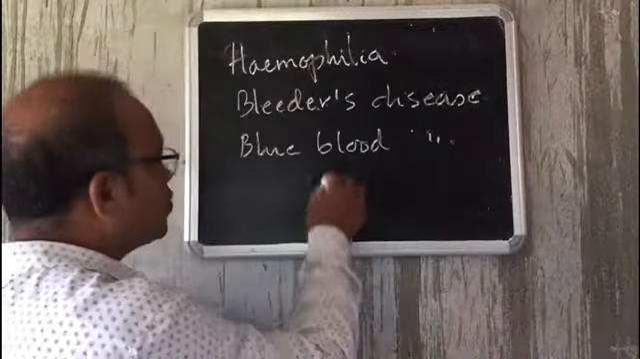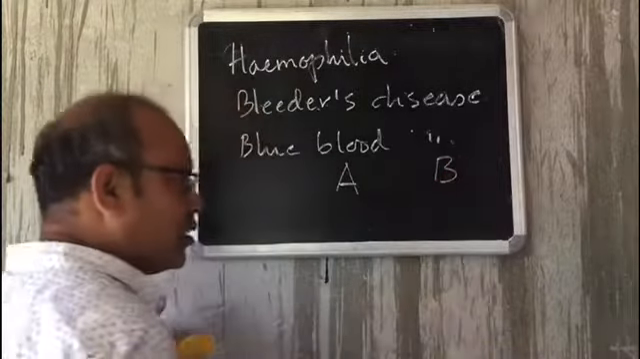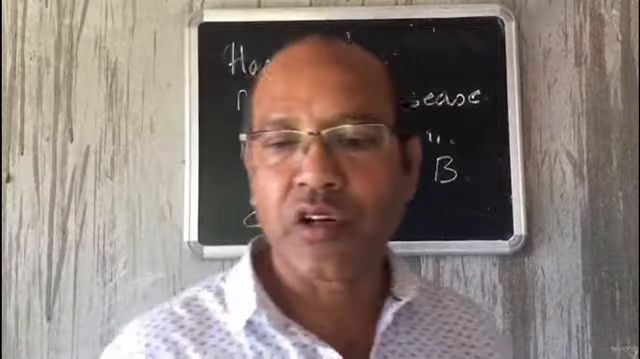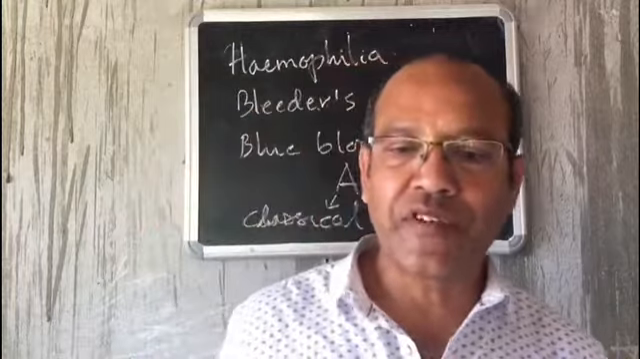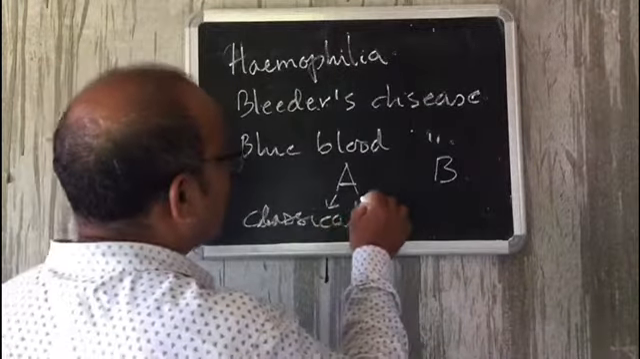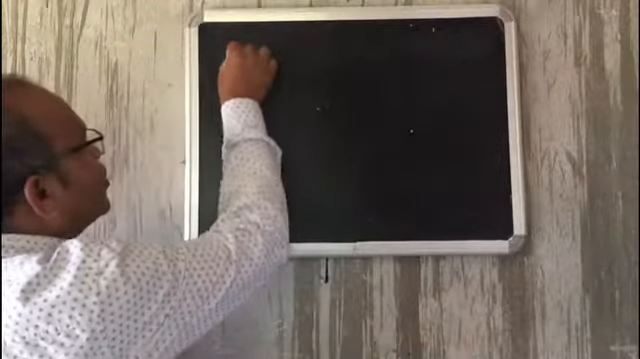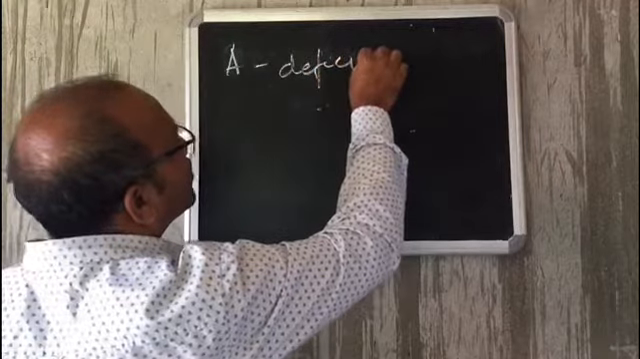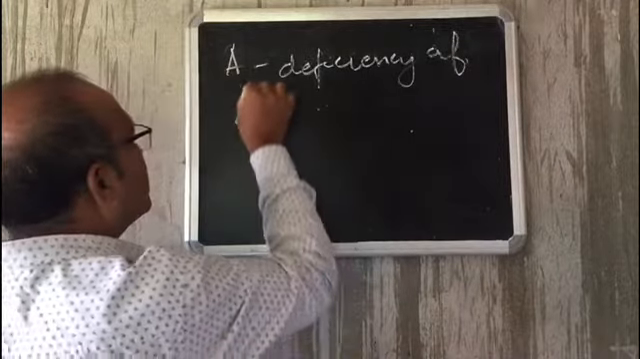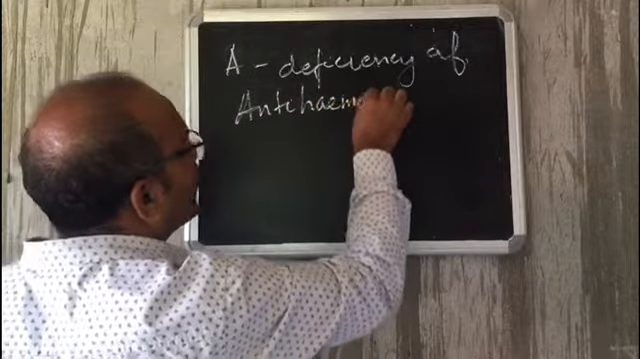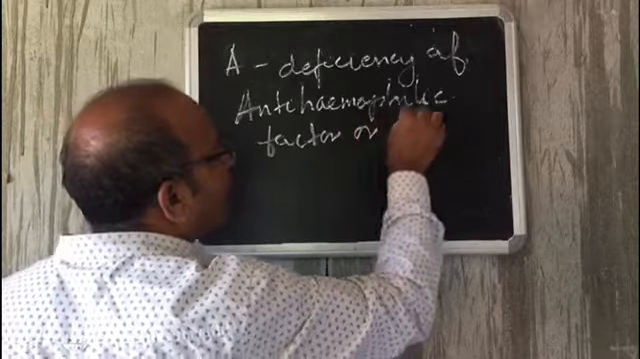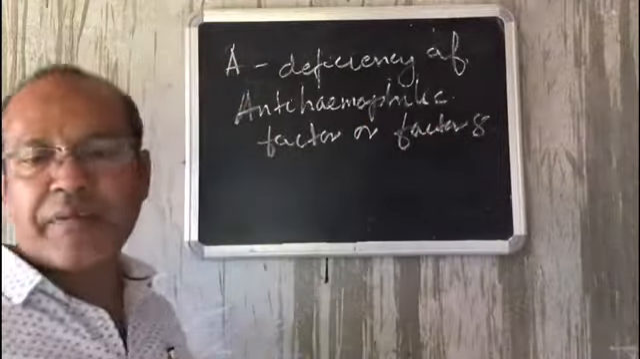Now hemophilia is of two types, hemophilia A and hemophilia B. Hemophilia A is the classical, or royal, hemophilia, the one that was detected in the royal family of England. It is due to deficiency of the anti-hemophilic factor, or factor 8.